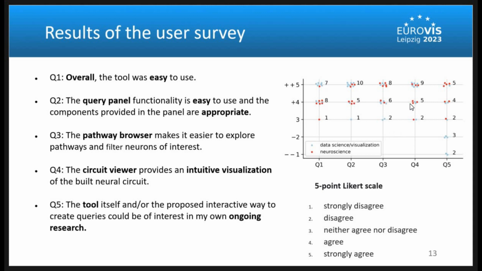The first 4 questions were rated positive by all the participants. The response for question 5 was mixed. The tool was rated positively by the neurobiologists, but the data scientists were not sure how it could help them in their research.